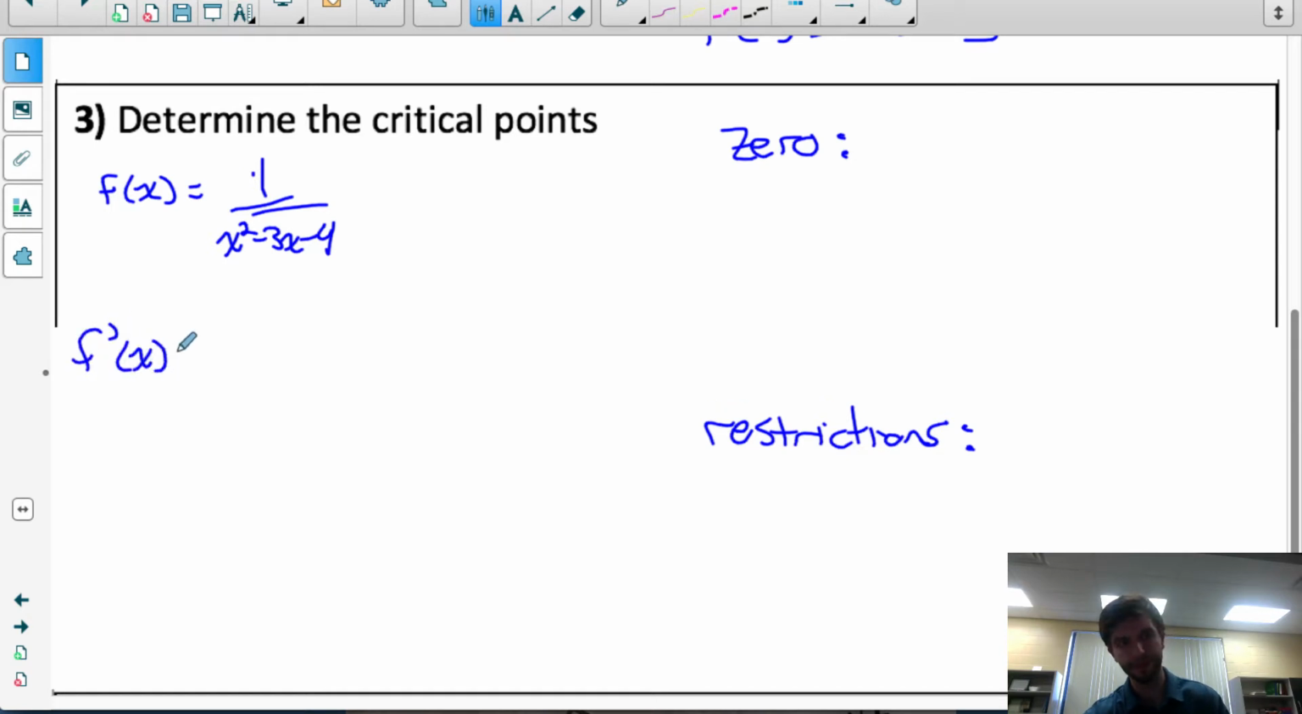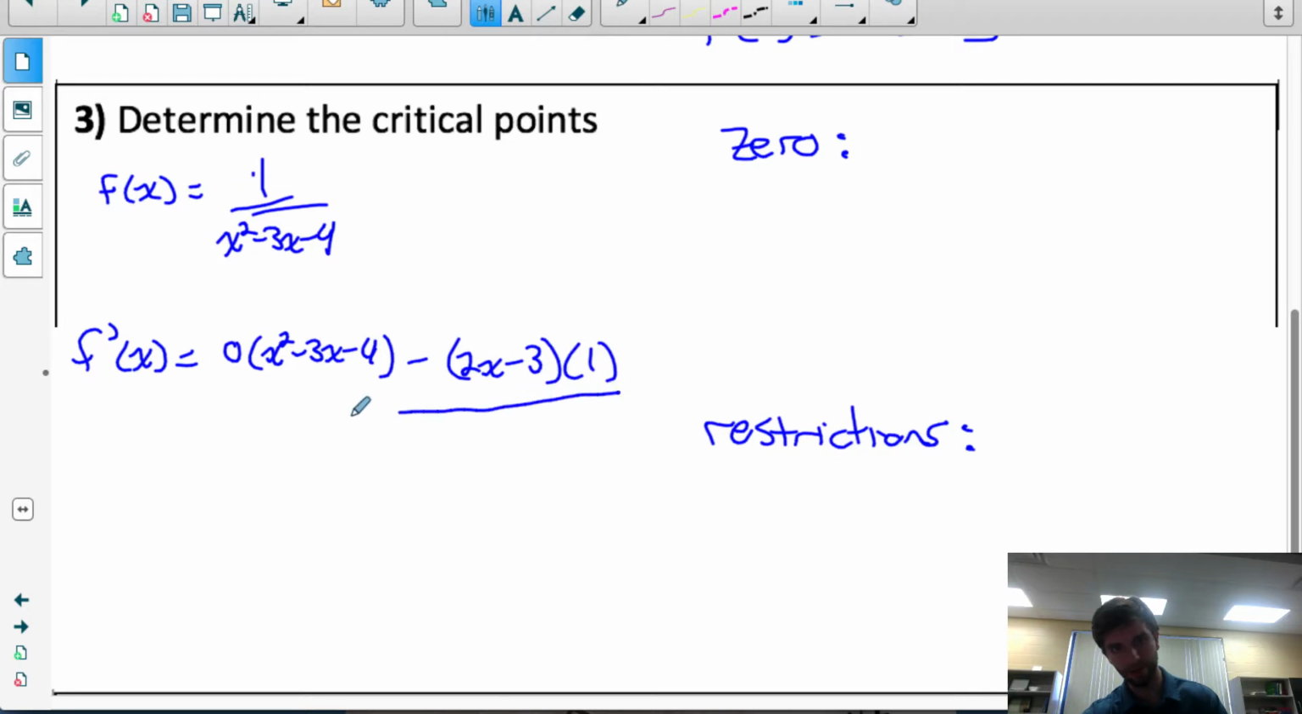So f prime of x equals derivative of numerator, which is 0, times denominator, so x squared minus 3x minus 4, minus derivative of denominator, so 2x minus 3, times the numerator. And this all needs to be over the denominator squared. So all over x squared minus 3x minus 4 squared.